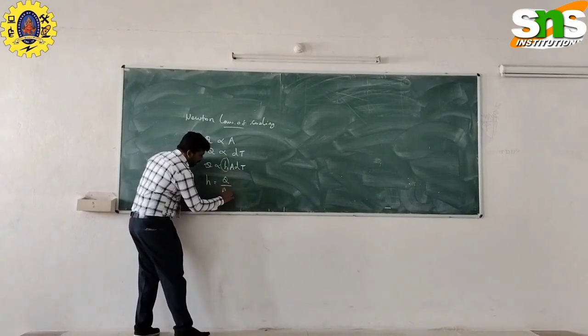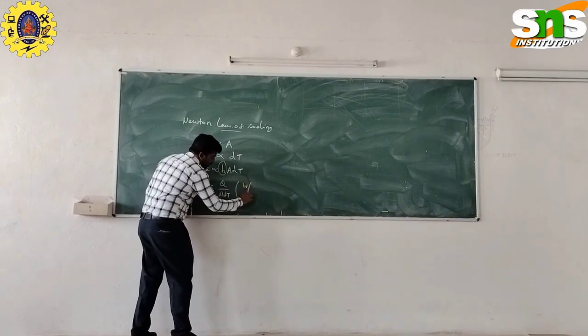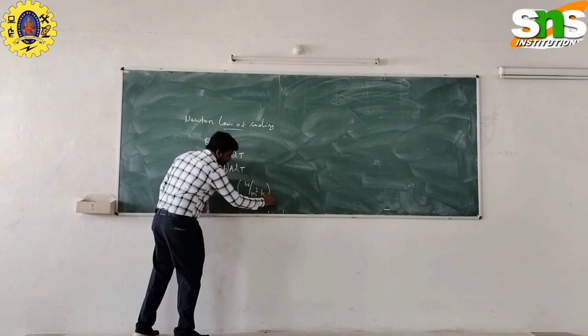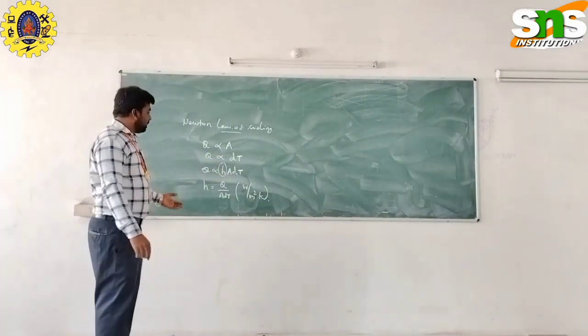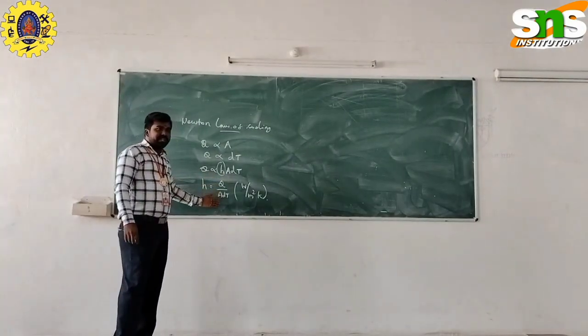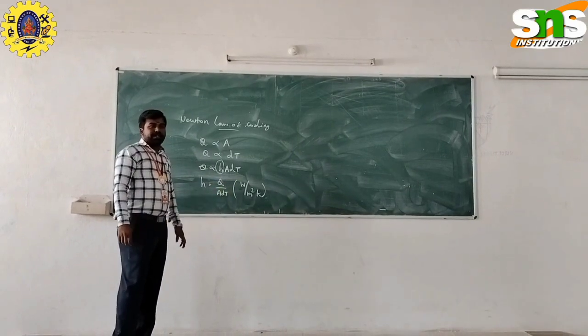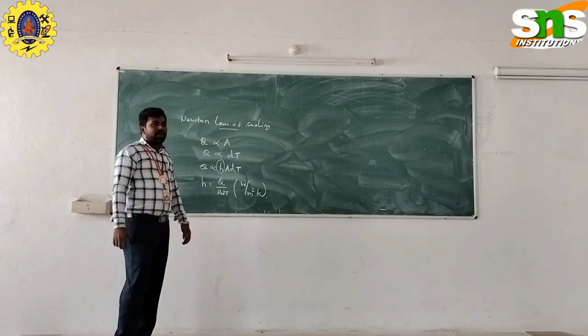So h equals Q by A delta T. The unit is watt per meter square Kelvin. The heat transfer coefficient is defined as heat transfer per unit area per unit rise in temperature. This is called Newton's law of cooling.